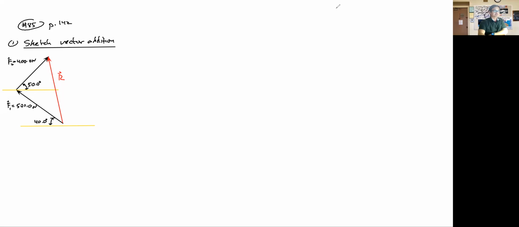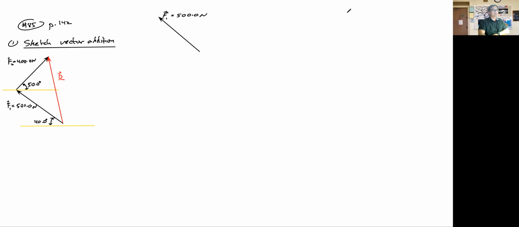Our first step is we're going to separate out these vectors, and we're going to draw the two right triangles that they make. I'm going to draw this 500 Newton vector first. There it is. This is force vector 1, and that's our 500 newtons.